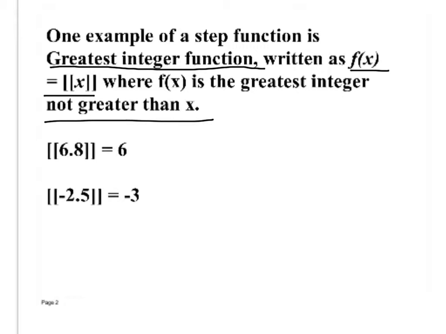What about a negative? Negative 2.5. What's the greatest integer not greater than negative 2.5? Well, if I went negative 2, isn't that greater than negative 2.5? Yes, so I can't do that. So what's the greatest integer up to negative 2.5? Negative 3. All right? So now, everybody have this written down? No? Okay, please get this.